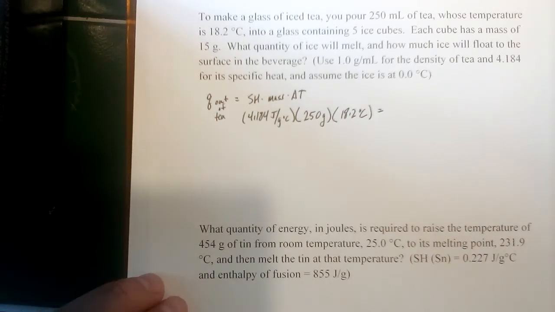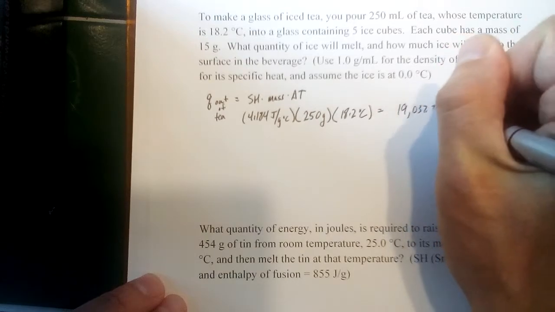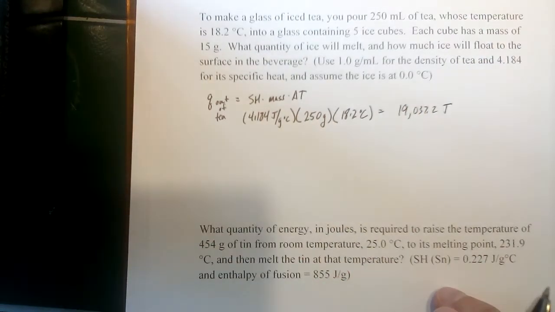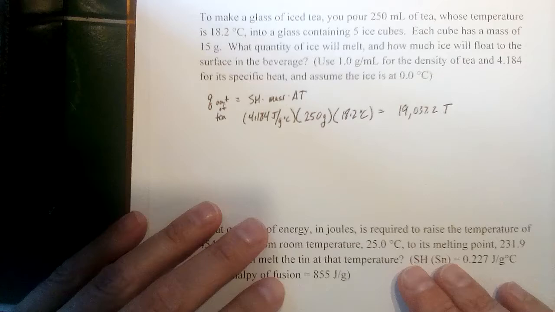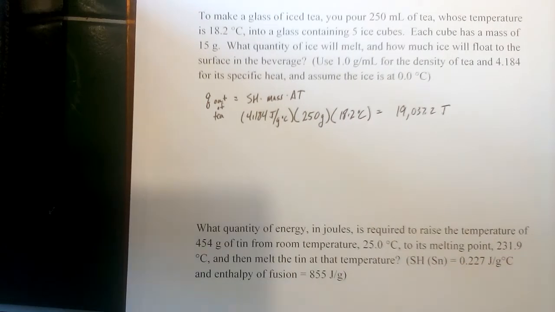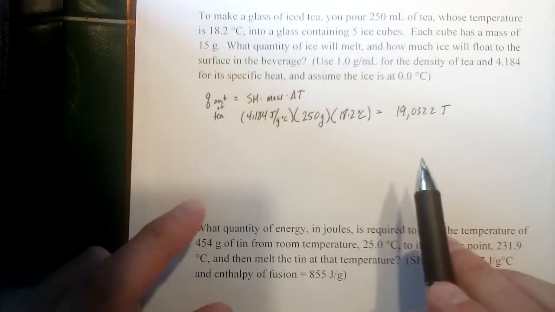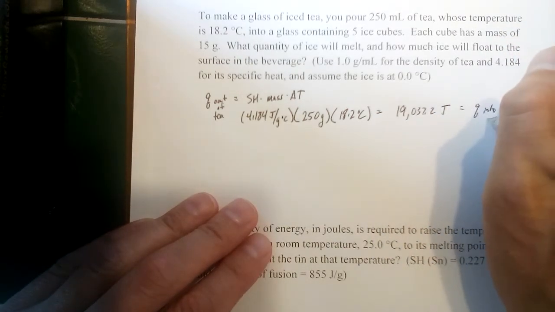So 4.184 times 250 times 18.2, that is 19,037.2 joules. Now again, our 250 would limit us to 2 sig figs, but since we're partway through a problem, we don't want to round, particularly if we're rounding down to 1 or 2 sig figs. It could really change the final answer we'd get for the calculation. Now, this is the heat that was removed from the tea. That's the heat that goes into the ice. So that is going to be equal to the heat that goes into the ice.